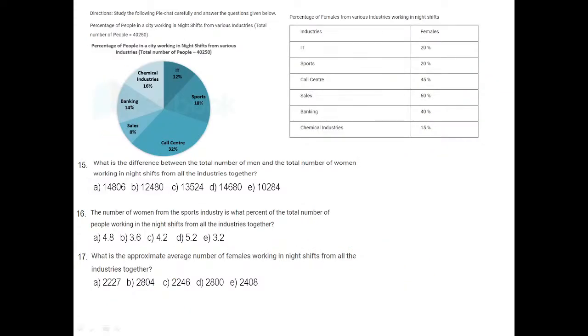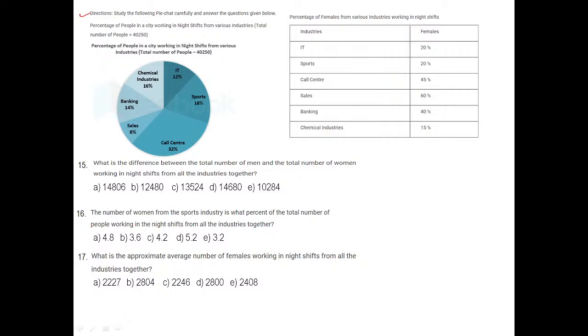Okay, moving to next. Here is a DI set. Please read it once and understand the data given here. One pie chart and one table is given. The pie chart is about the number of people working in night shift from various industries, and the total number of people is given, and the percentage in each of the departments is also given. And what does the table signify? That is the percentage of females in each of the industries, right? So that's it, and the total number of people is given. Please try to answer the given 3 questions here.